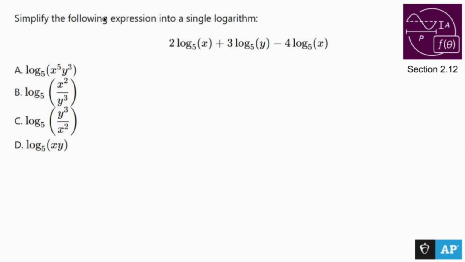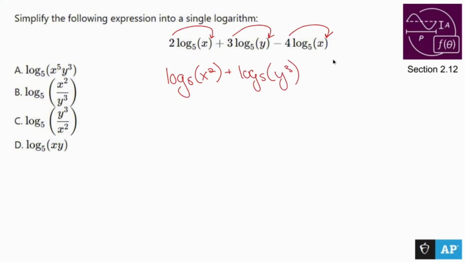Simplify the following expression into a single logarithm. These are my favorites. First things first, any number in front of a log, you're going to move up as an exponent. That's going to happen 3 times. So this becomes log base 5 of x squared plus log base 5 of y cubed minus log base 5 of x to the 4th.